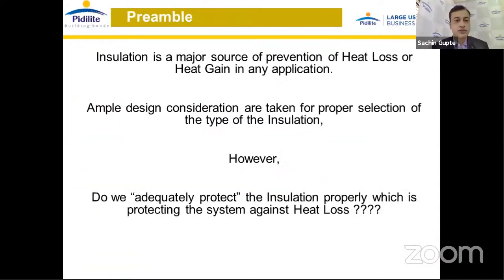Typically, when we say insulation, what are the things that are insulated? These are HVAC ducts, chilled water pipes, and the VRV or refrigerant pipes. As we all know, insulation is a major means of preventing heat loss and heat gain in any application. A lot of design consideration is given before a particular insulation is selected and installed. But the basic question remains: do we adequately protect the insulation? It's like protecting the protector. What is the protector doing? It is protecting against heat loss and heat gain. And what the Pidilite range of products will offer is protection of the basic insulation material.